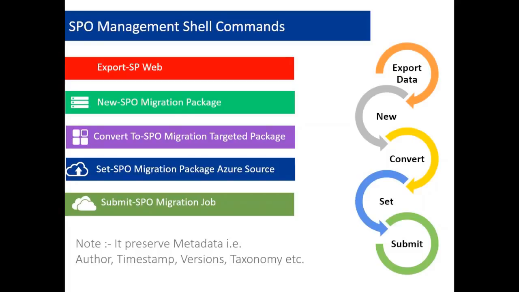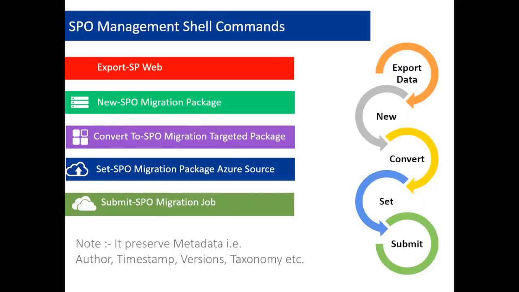So these are a few PowerShell commands which we need to run in the SharePoint Online Management Shell. If we are dealing with SharePoint on-premises, we have a list or library. We need to export the data using the SP export command in the normal SharePoint 2013 management shell. After that, the commands come for the new SPO migration package. So these are the 4 commands basically we need to use with some parameters, nothing else. It's a very straightforward activity.